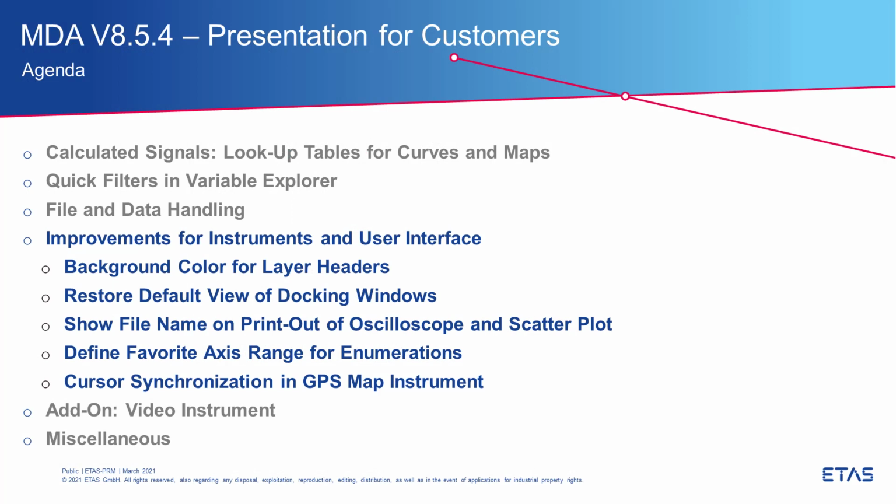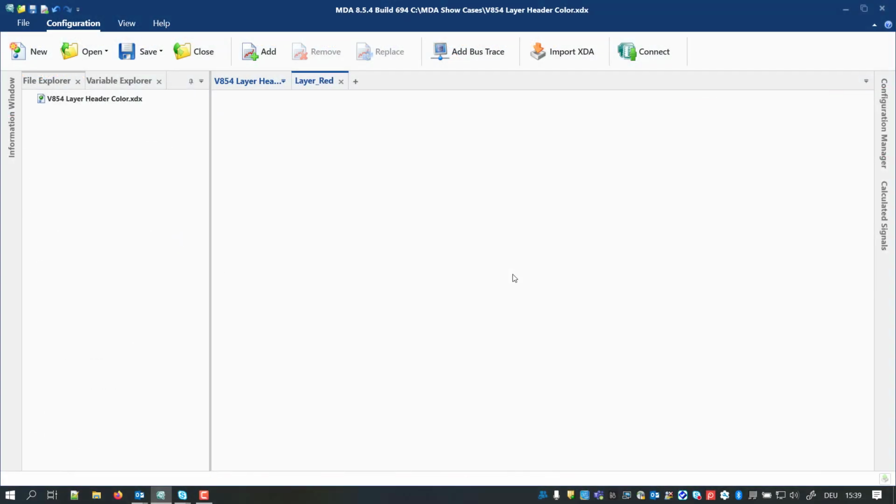In the following section, I will present some smaller enhancements for instruments and the user interface of MDA. To improve the orientation, even in configurations with many layers, now the background of a layer tab can be colored. MDA allows to select one of 5 possible colors.